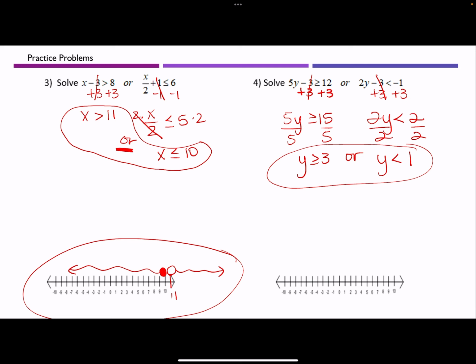So y is greater than or equal to 3 looks like this. And then y is less than 1 looks like that. And again, because this is an or, I want where one or the other or both are shaded. So that whole thing is a part of the solution.